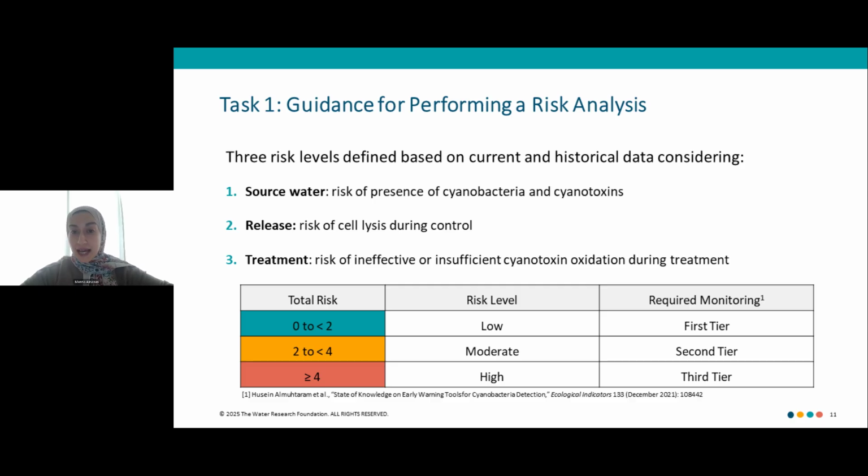The new thing that we've added here is another category of risk, which is the risk of the release of toxins in your source water. So for example, if you are a utility that is applying a control method like an algaecide, or maybe you have a sonication device out in the source water, how would that impact the risk of the release of toxins?